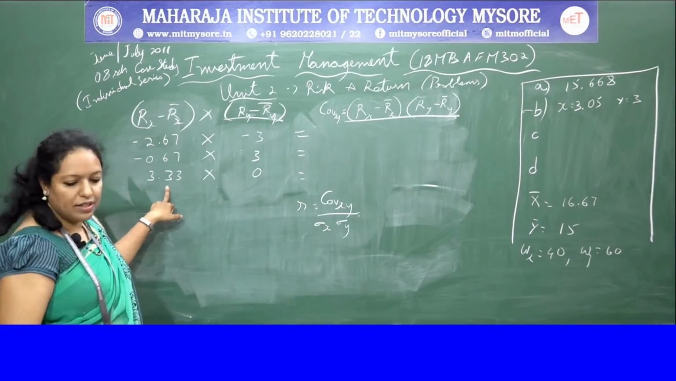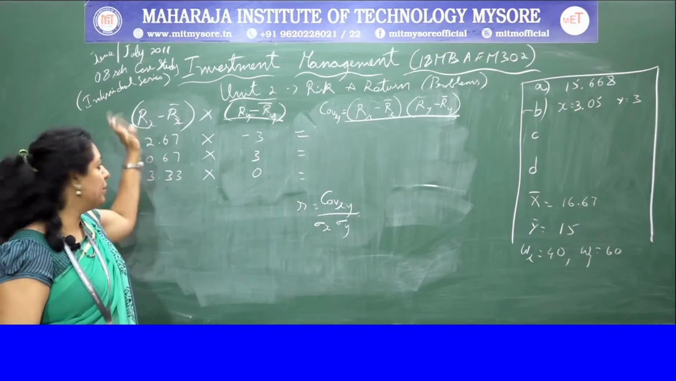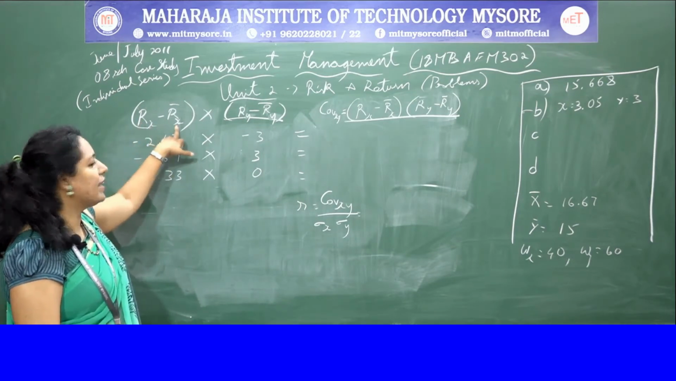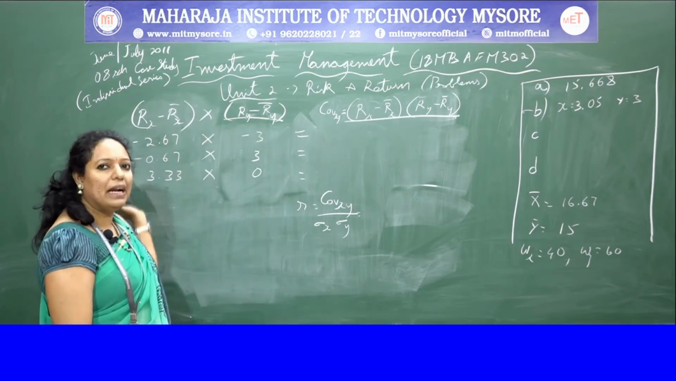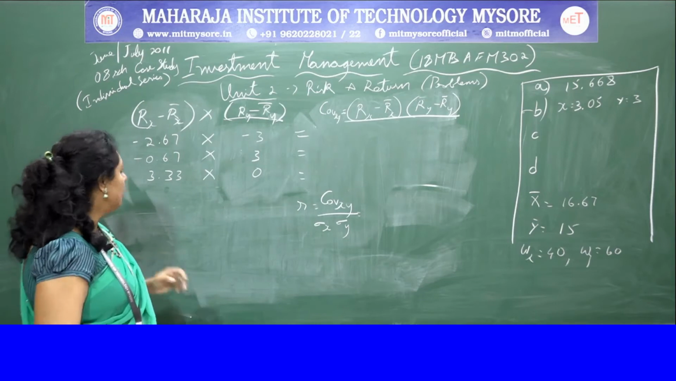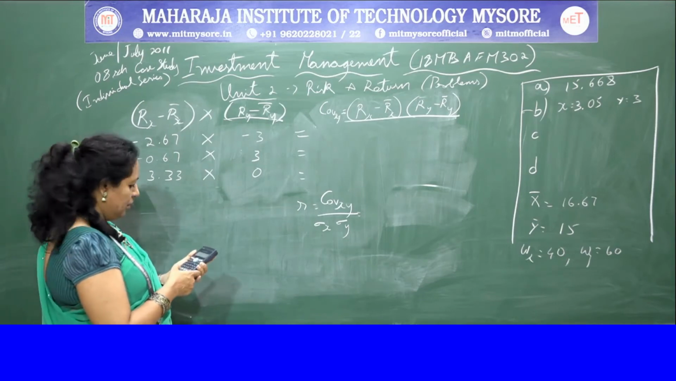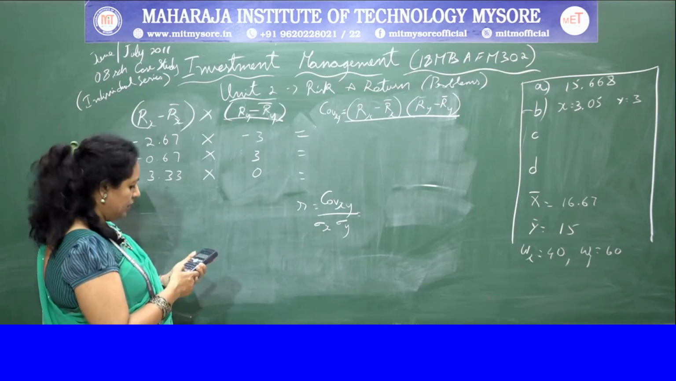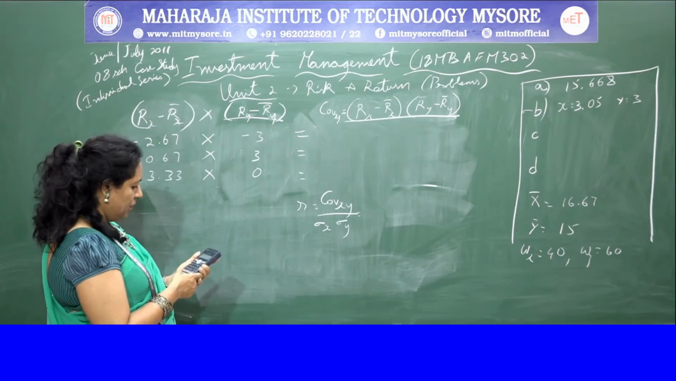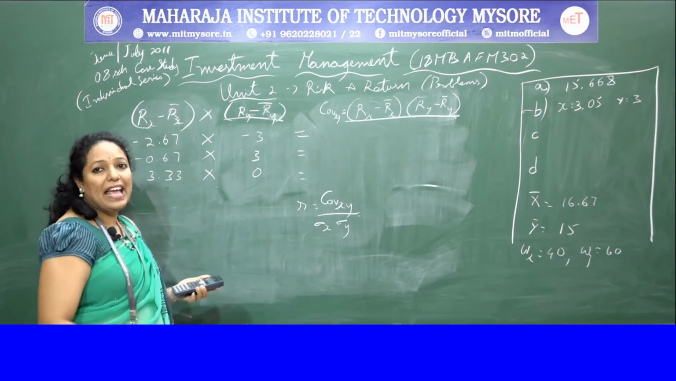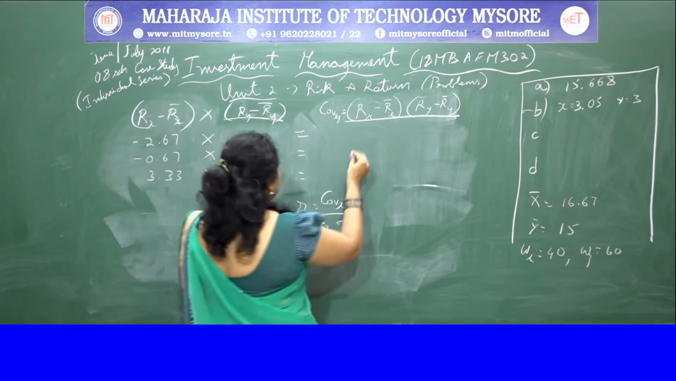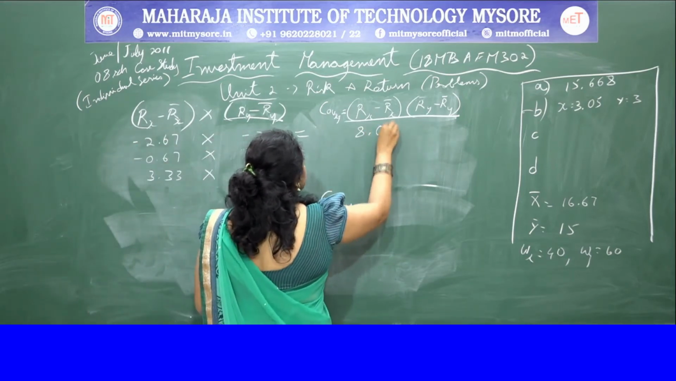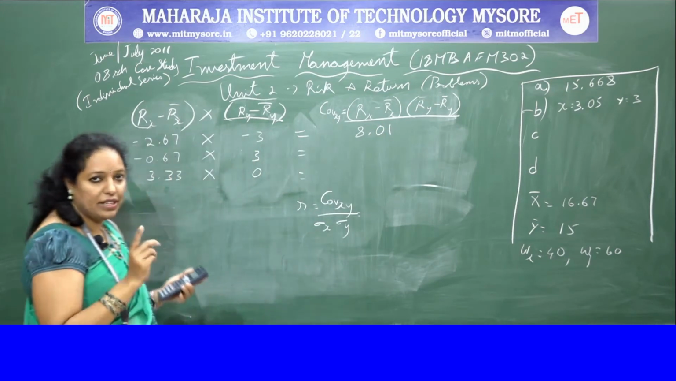These were the answers from the previous table which we have got: x minus x bar, and this is y minus y bar. We have to multiply these two. So, let us multiply 2.67 into 3. You get 8.01. Minus into minus becomes plus. So 8.01 is the answer for the first one.